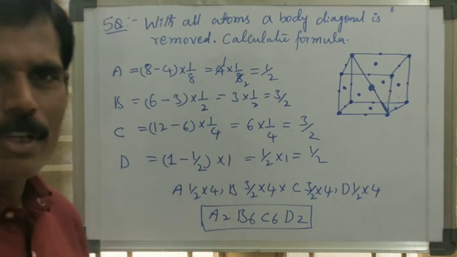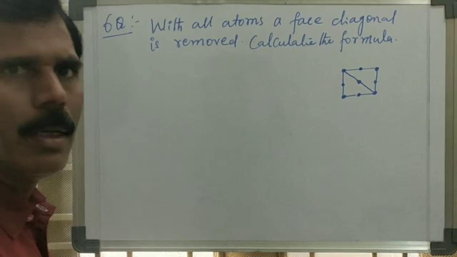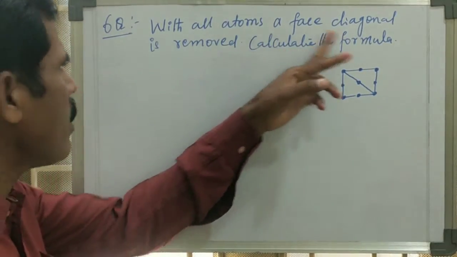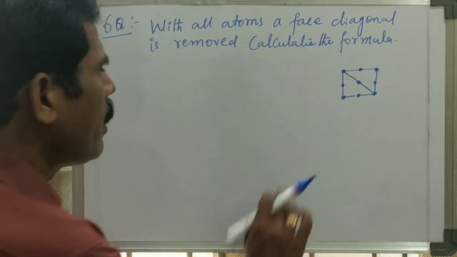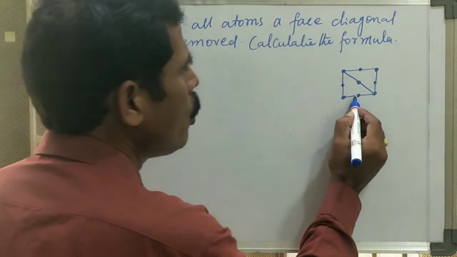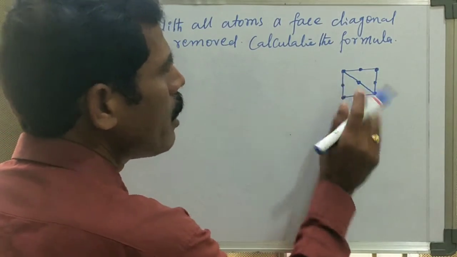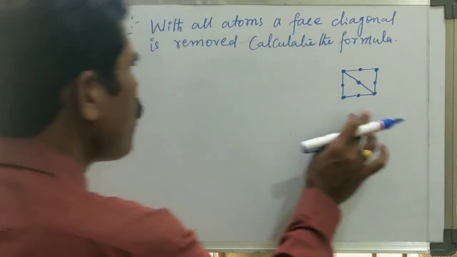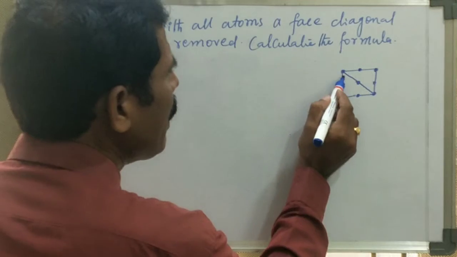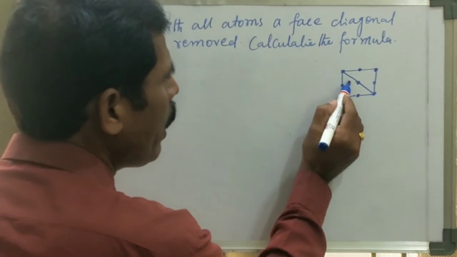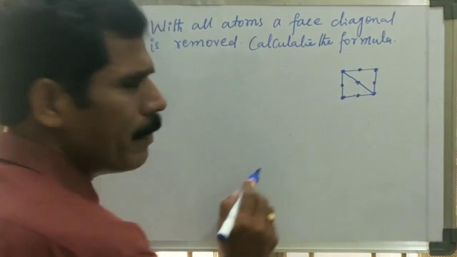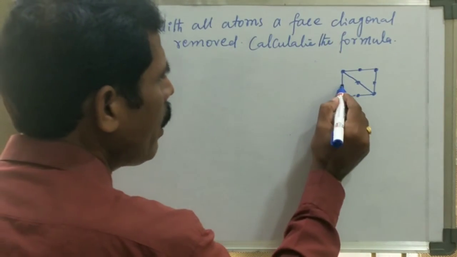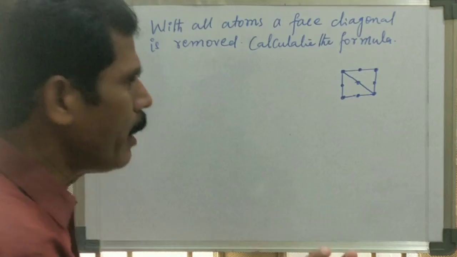Then go for the 6th question. Yes. Dear students, let us go for the 6th question. With all atoms, a face diagonal is removed. Right? The face diagonal was drawn on the board. Here, this is one face diagonal. Half of that face was removed. Right? Based on that, now here, the diagonal line is passing through a face center atom. Right? These are the corners. 1, 2, 3, 4 corners are there. So 1, 2, 3, 4 edge centers are there.